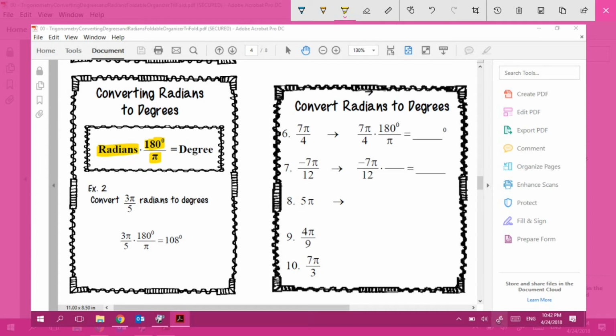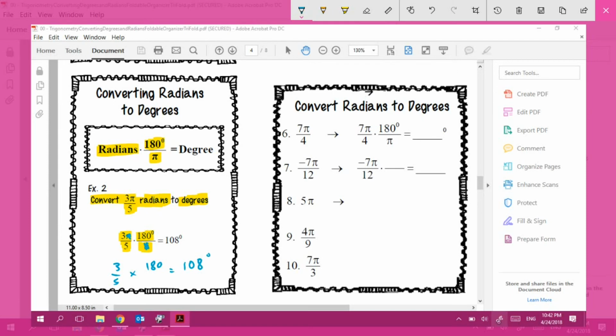So for example, if we're trying to convert 3 pi over 5 radians to degrees, we're going to take 3 pi over 5 right here. First I like to just cross out the pi because we're dividing by pi, so goodbye pi. Then just multiply your fraction by 180. So in the calculator, I would put 3 over 5 times 180, and that gives me 108. This is the exact same thing as doing 3 pi over 5 times 180 divided by pi, because the pi on top and the pi on bottom just cancel each other out.